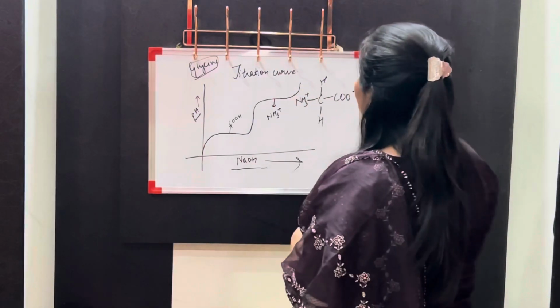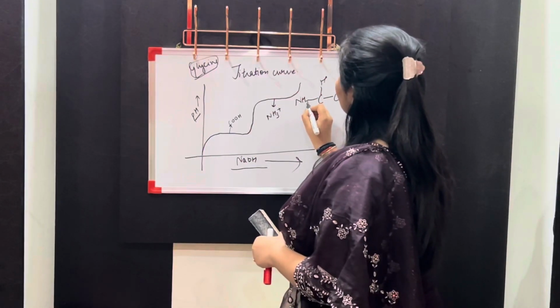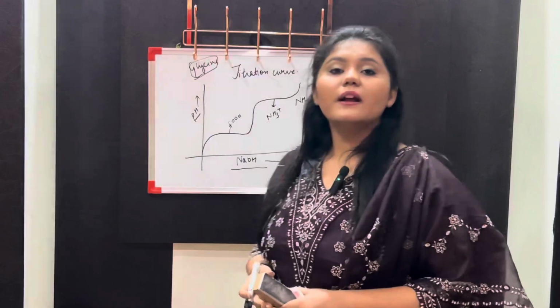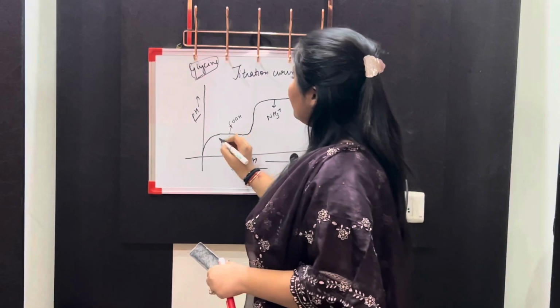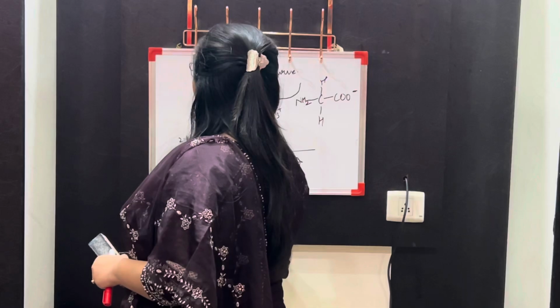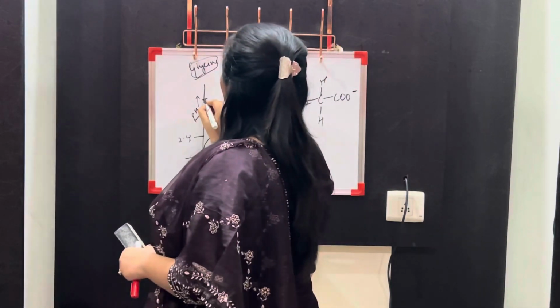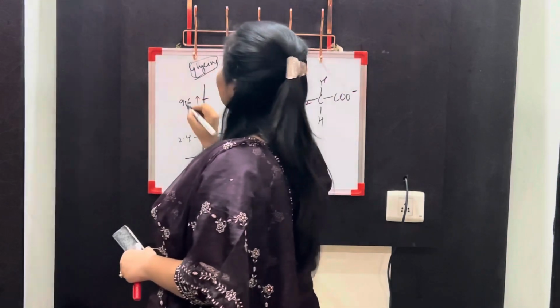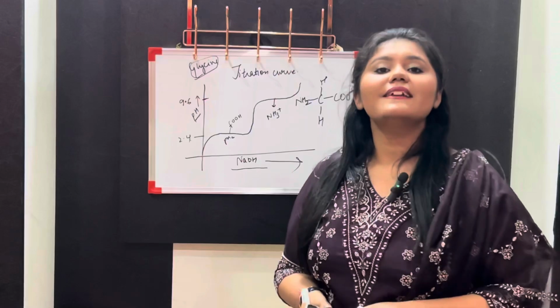Now this NH3 positive group will become what? It will become NH2 group, right? So this is the pKa1, which will come around what pH? It will come around 2.4. Now this is pKa2, which will come around which pH? That is 9.6. So we have drawn the titration curve of amino acid, that is glycine.